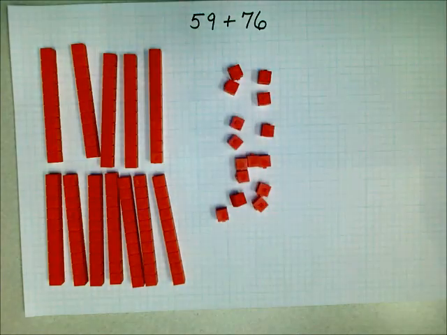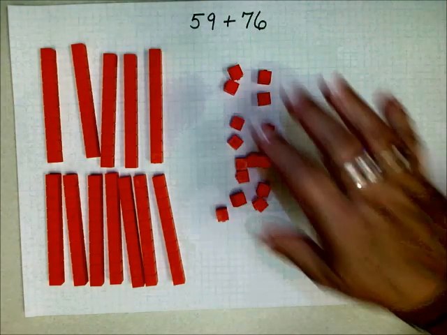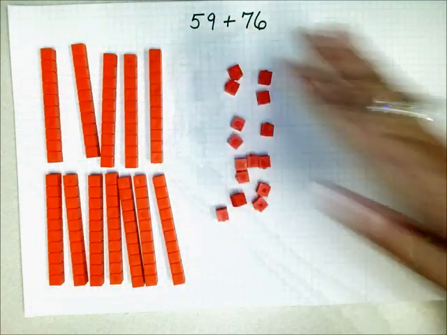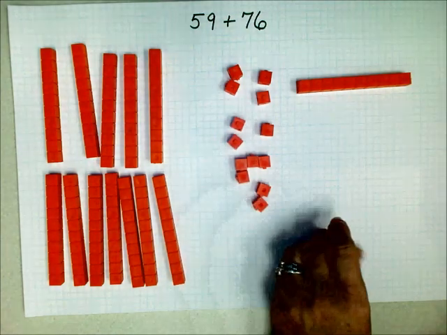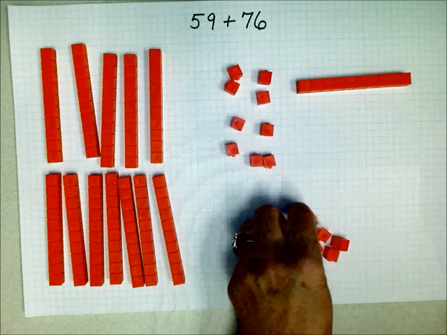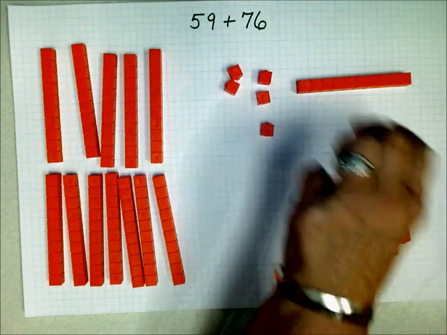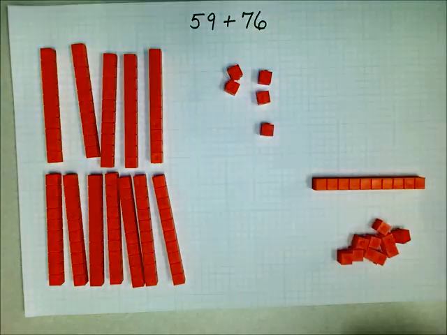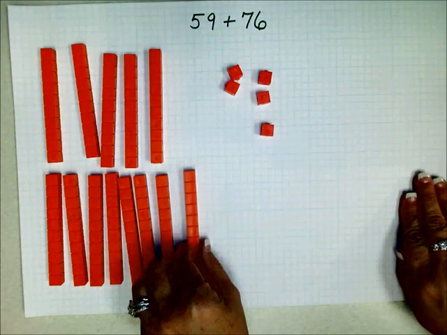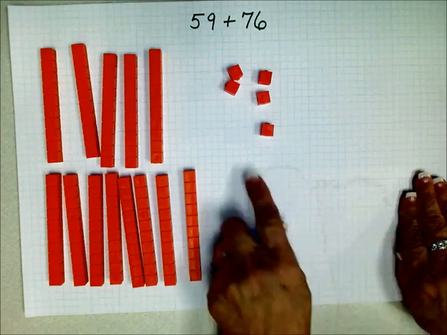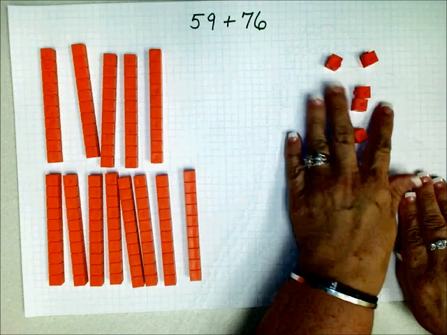So now what I have to do is trade things, because once I have 10 units, I can trade 10 units for 1 long. So let's do that. 1, 2, 3, 4, 5, 6, 7, 8, 9, 10. So if I take these and trade those for this, then I'm going to pull these off my units and add 1 more of my longs over here. Now I have left 1, 2, 3, 4, 5. I don't have 10 units. I've only got 5, so I'm good to go with that.